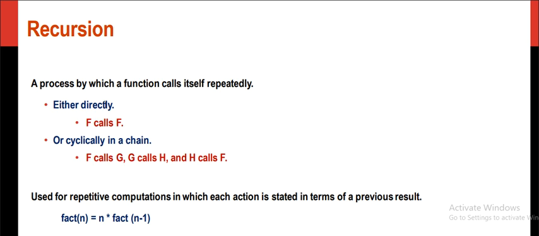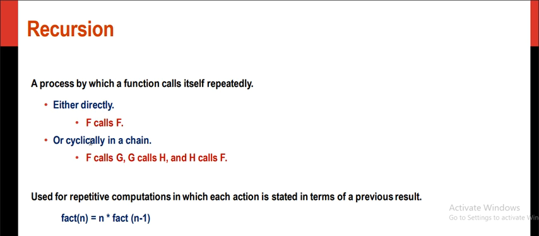So it is of two types, either direct or cyclical or chain method. What is meant by the direct method? f is a named function, and the f function calls itself. So it is called the direct method.